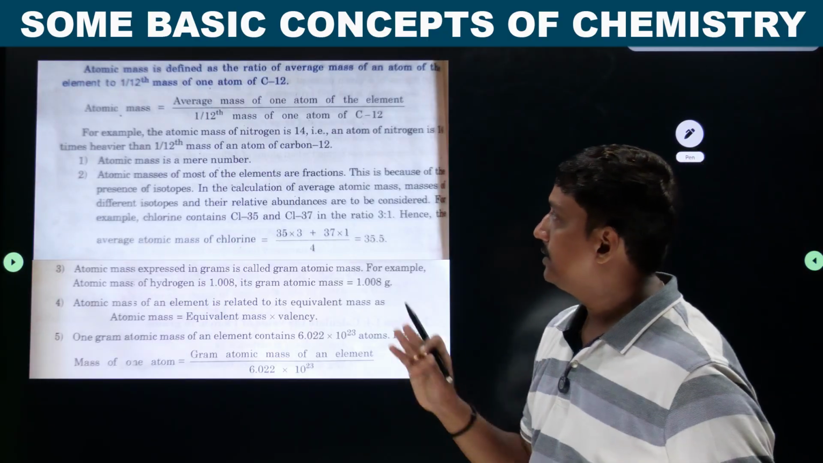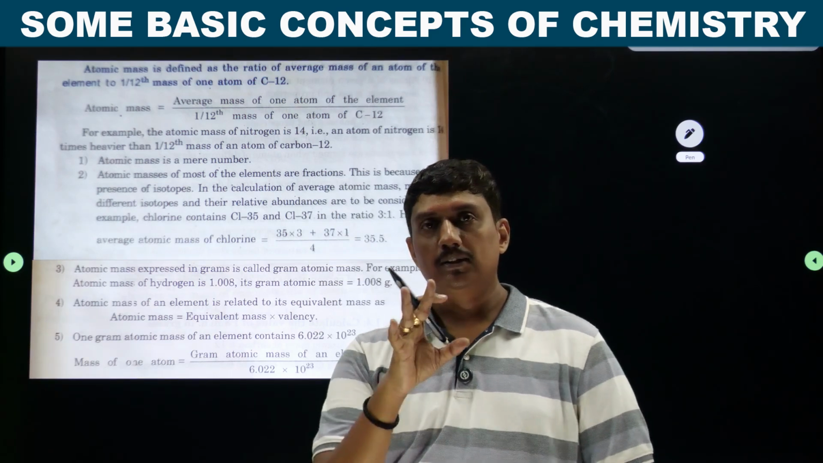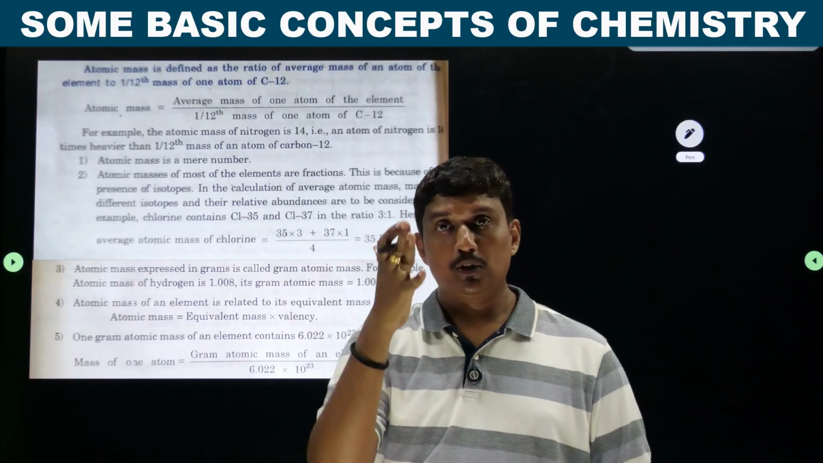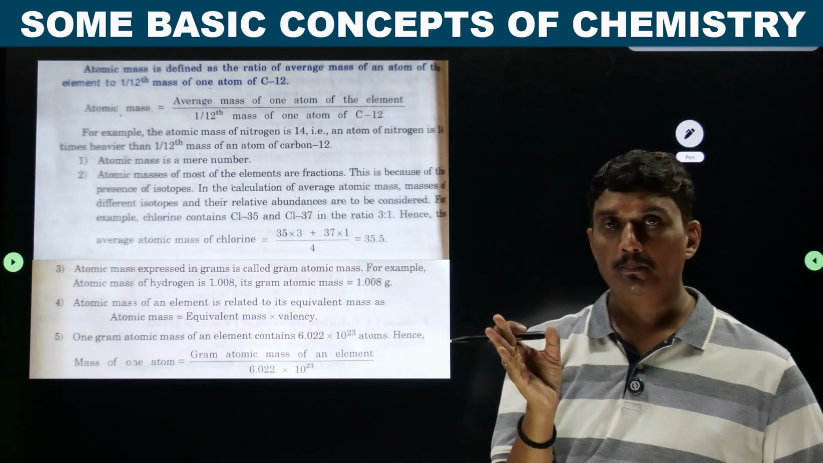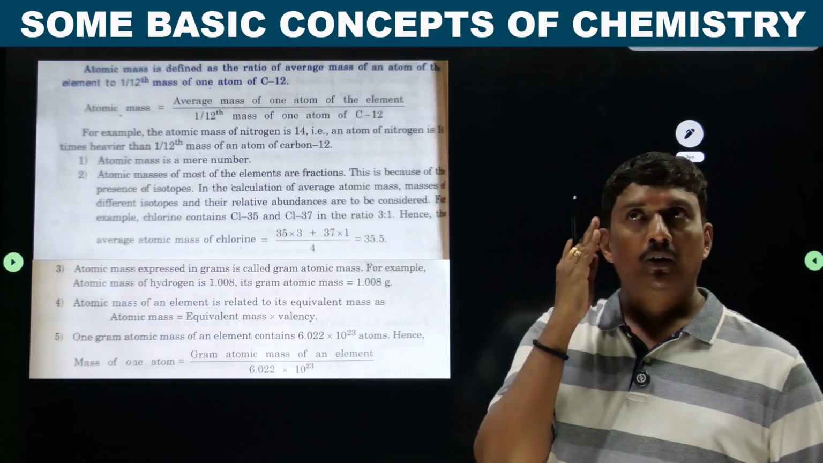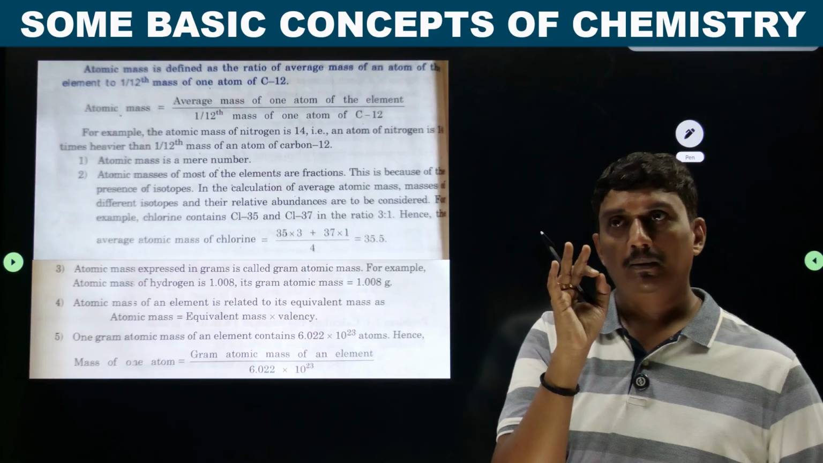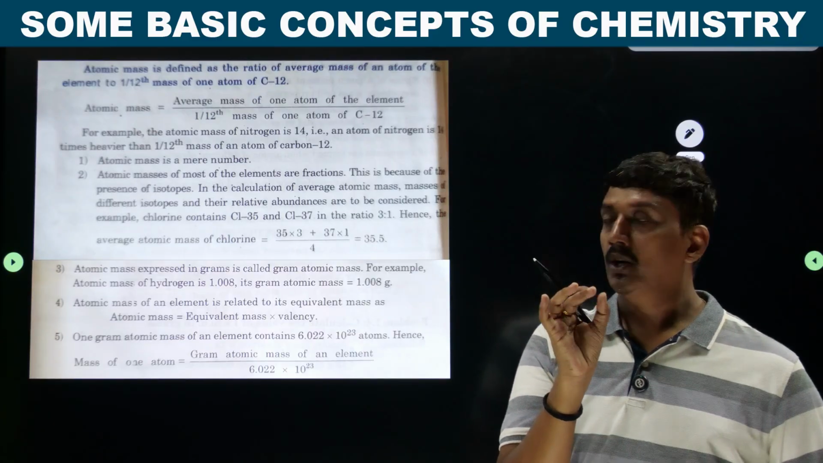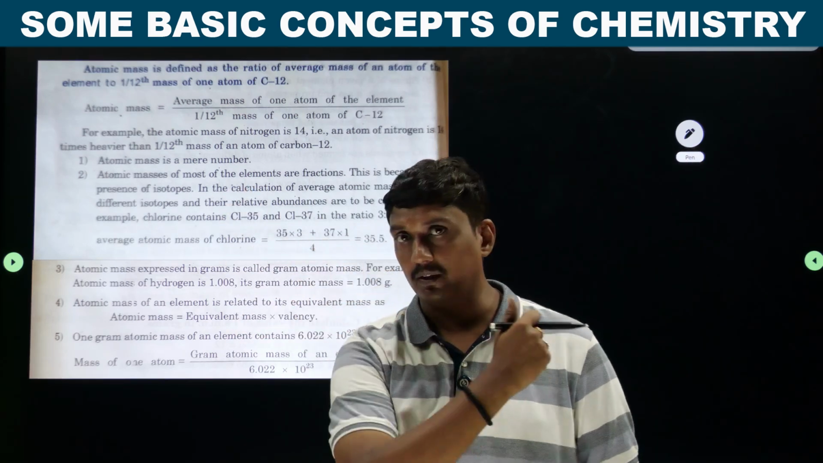Next is atomic mass. In yesterday's class I asked you to remember atomic mass using that chart. The 30 elements are given, with mass number, symbol and atomic mass. What is the meaning of atomic mass? I gave a brief idea about atomic mass, gram atomic mass, mass number and atomic mass unit in the last class. Today we are discussing atomic mass in detail.